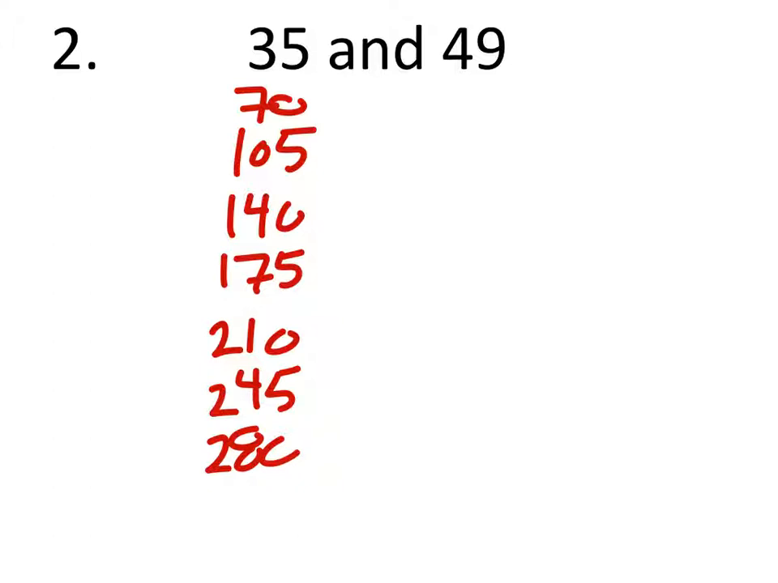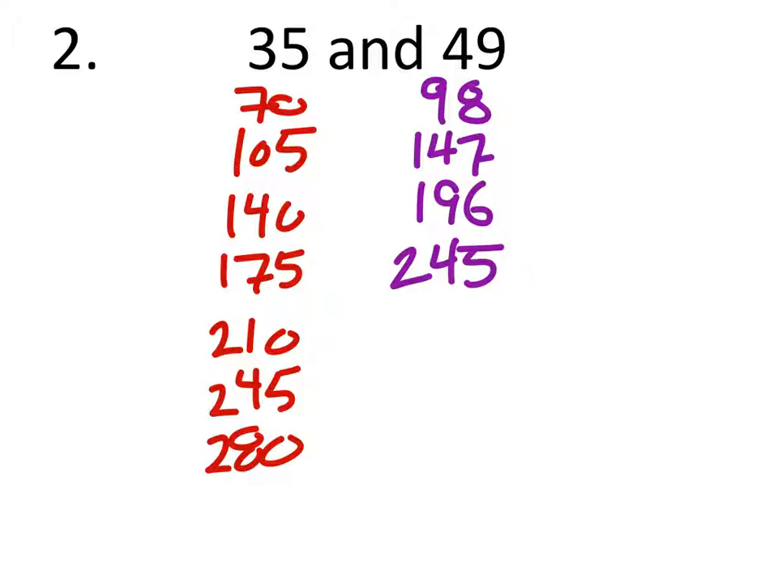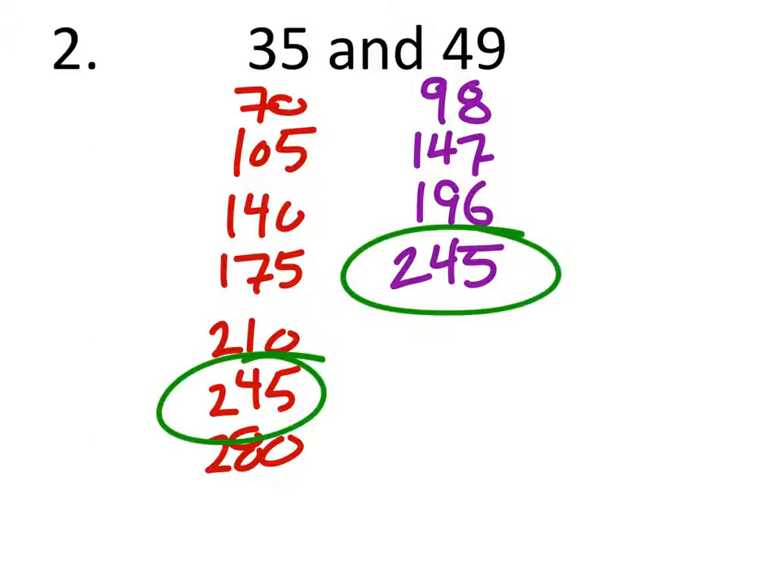49. This one's a little different. 98, plus another 49, 147. Yeah, no matches. 196. No match. 245. There we go. That'll do it. Here I've got 245 and there's 245. That is our least common multiple.